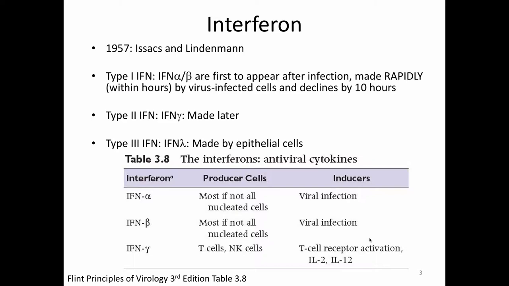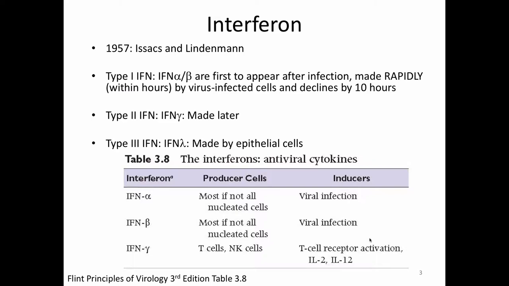Interferons were first discovered by two scientists named Isaacs and Lindenmann in 1957. They were actually trying to do some interesting virology experiments with influenza virus. So they were infecting chicken cells with influenza virus. And what they found is that in the media of their infected cells, there was a mystery substance.